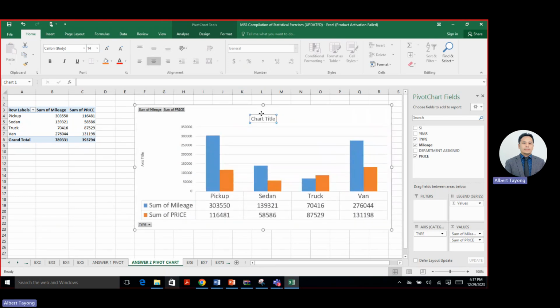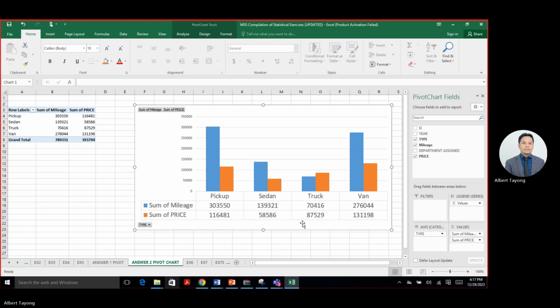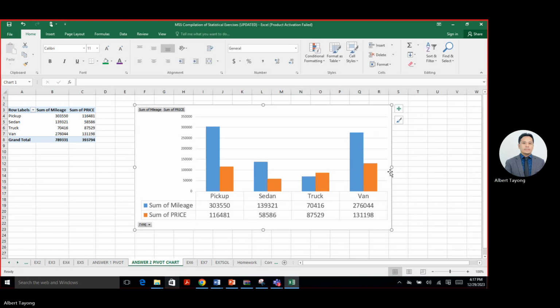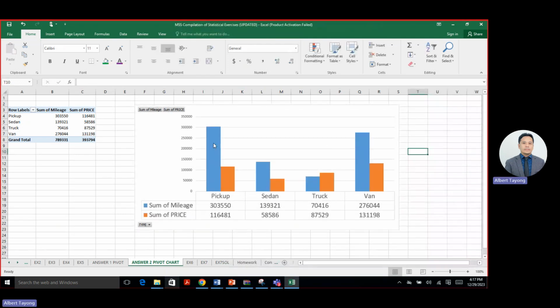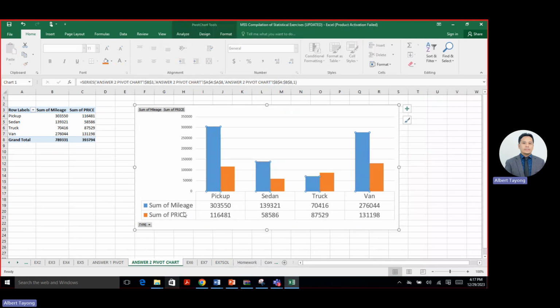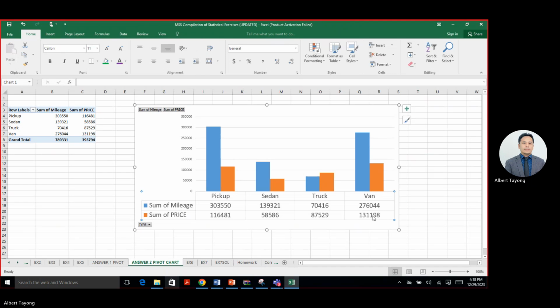And delete the title here if you want to. Sum of the mileage, sum of price. So here you can see that the highest in terms of mileage is pickup, followed by the van, and the highest in terms of the sum of price, of course, is the van, 131,198. So it's like magic, very powerful.